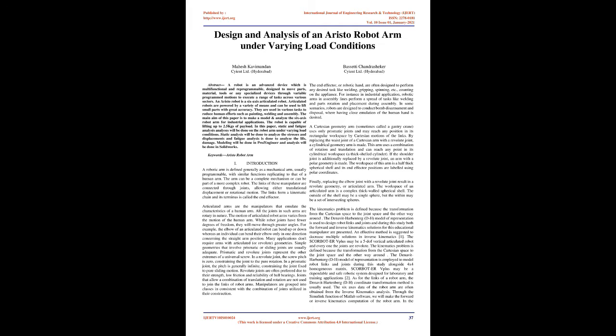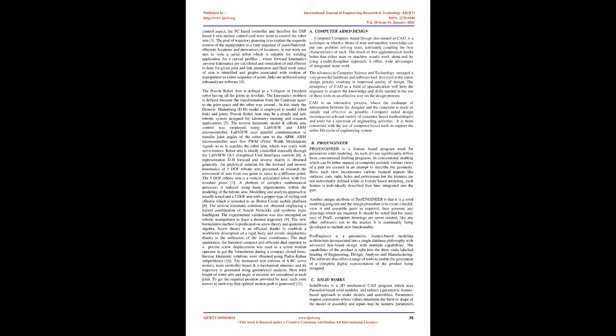Many applications don't require arms with articulated, or revolute, geometries. Simple geometries that involve prismatic or sliding joints are usually adequate. Prismatic and revolute joints represent the other extremes of a universal screw. In a revolute joint, the screw pitch is 0, constraining the joint to pure rotation. In a prismatic joint, the pitch is generally infinite, constraining the joint to pure sliding motion.